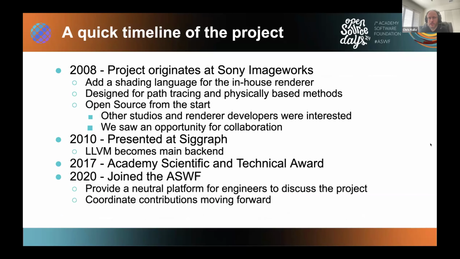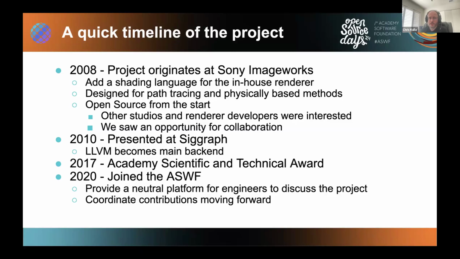A quick timeline of the project. It started all the way back in 2008 at Sony Imageworks. The goal was to add a shading language for their in-house renderer. And the OSL project was started with a design that would be good for path tracing and physically based methods that have since become standard across the industry. And interestingly, the OSL project was designed to be open source from the very start. In fact, it was mostly developed completely in the open. We knew that there were other studios and renderer developers that were thinking along these lines, that were interested, and we thought that this would be a good opportunity for collaboration.